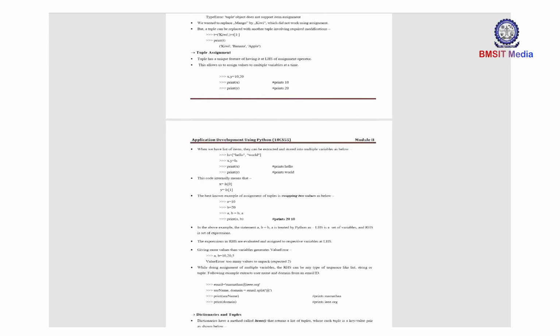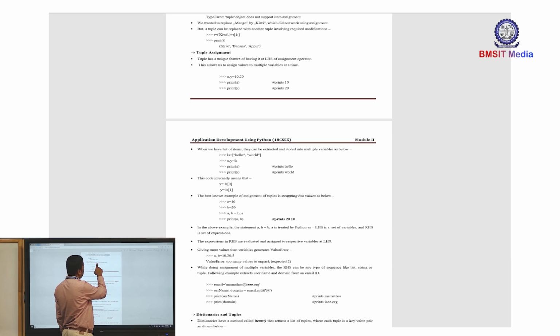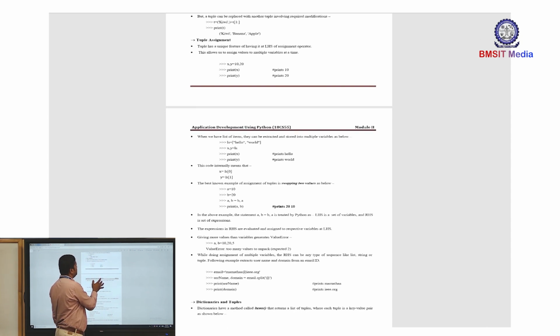Next, tuple assignment, how you can assign the values to a tuple. Just observe here, tuple has a unique feature of having it at the LHS of the assignment operator. What is the LHS of the assignment operator? So x comma y, you are using 2 variables at a time, okay? So if you want to assign multiple variables at a time, you can use tuples, okay?